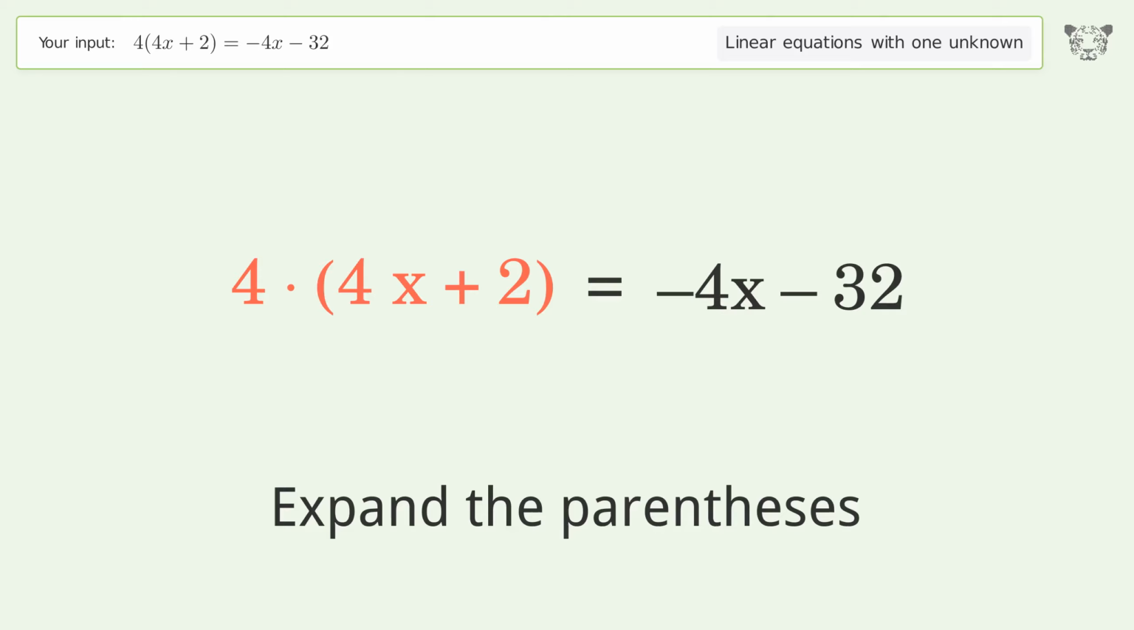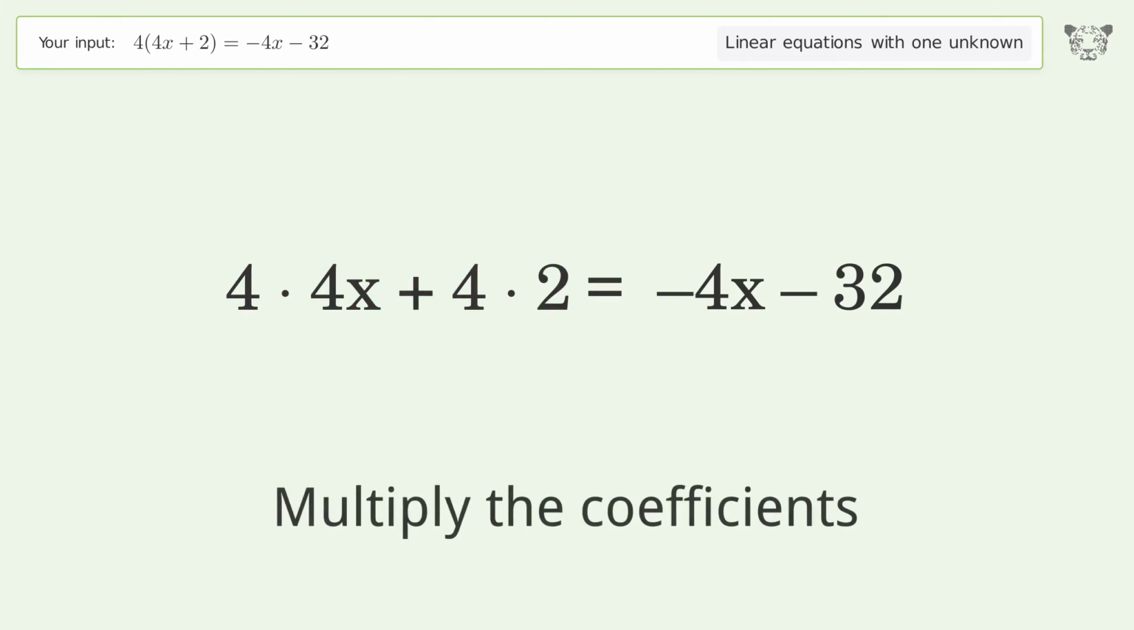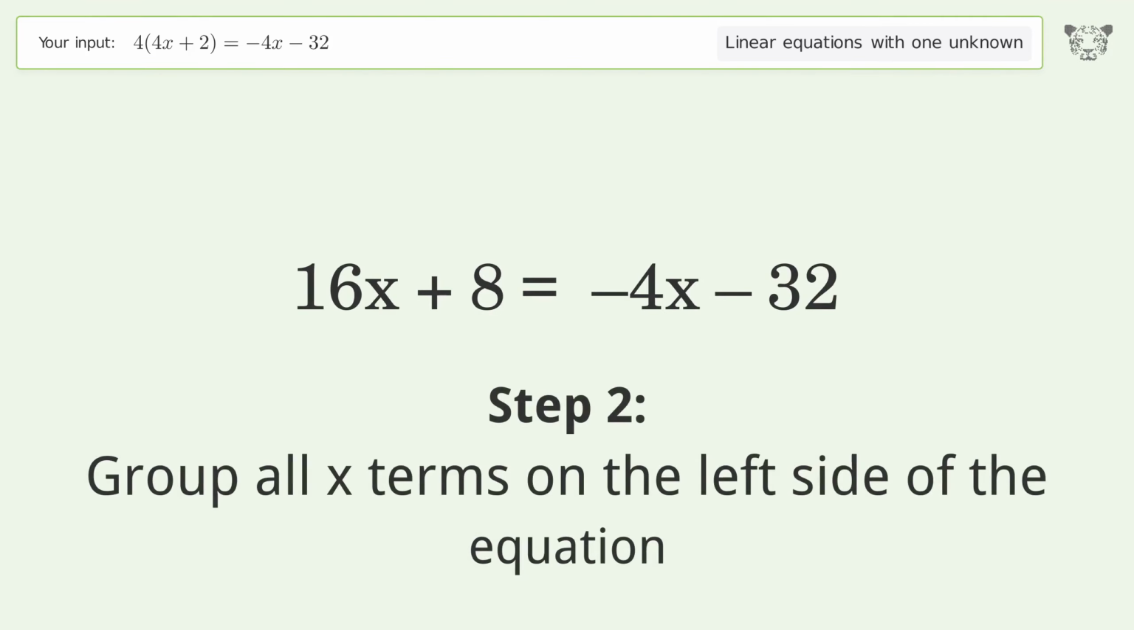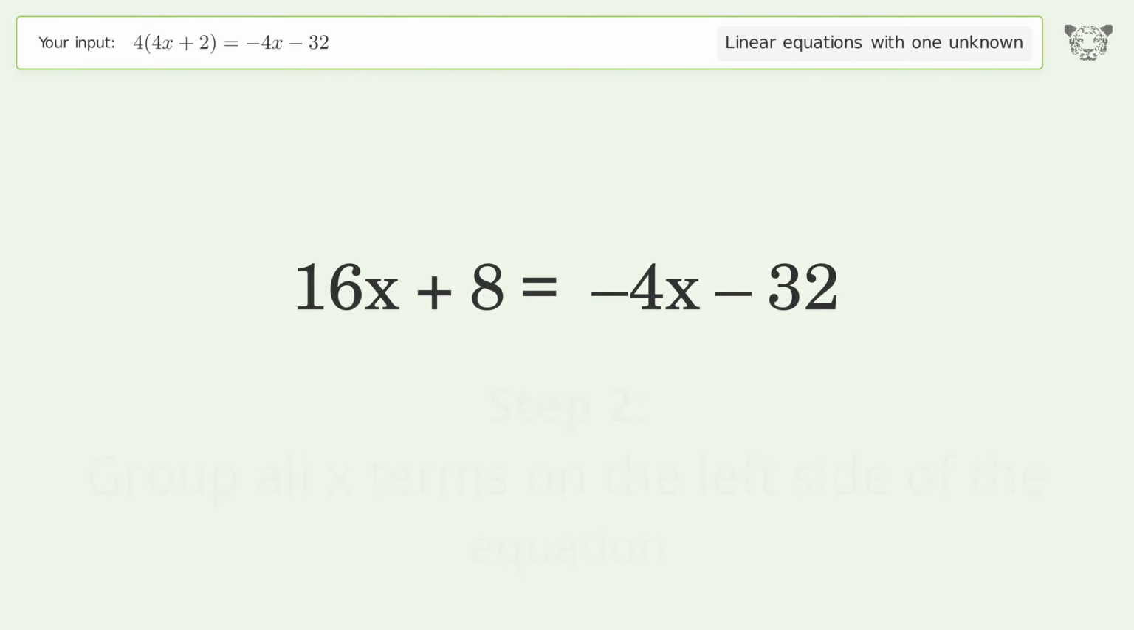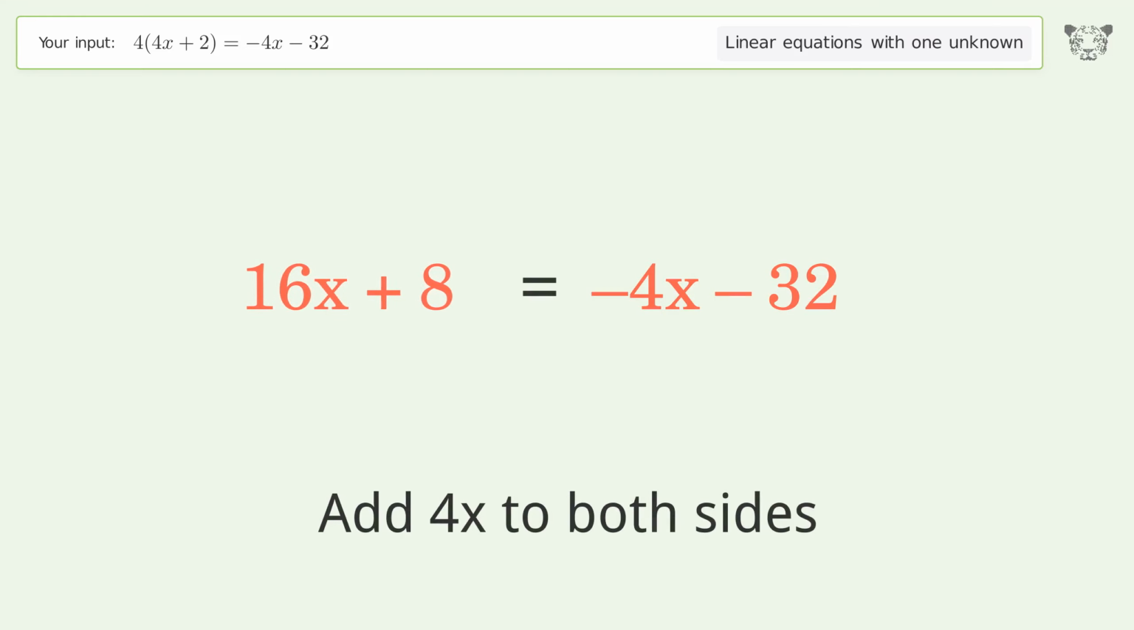Simplify the expression. Expand the parentheses. Multiply the coefficients. Simplify the arithmetic. Group all x terms on the left side of the equation. Add 4x to both sides.